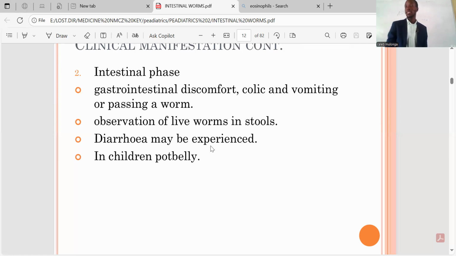Lastly, we can now look at the investigations before we look at the drugs.